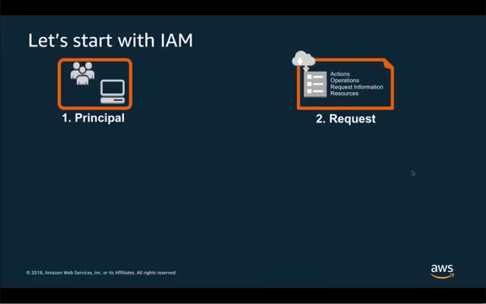Next comes request. When a principal tries to use the AWS Management Console, the AWS API, or the AWS CLI, the principal sends a request to AWS. The request includes information about the action it wants to perform, the resources it wants to access, and other information about the user.